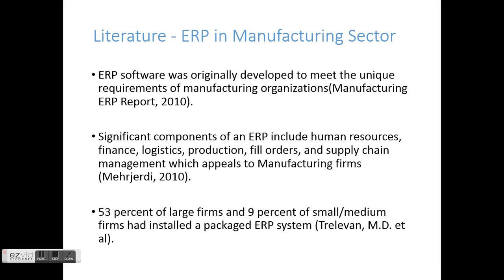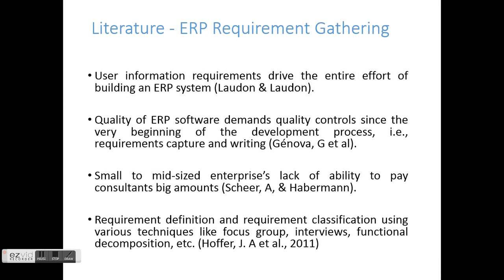ERP software was originally being developed to meet the unique requirements of manufacturing organizations. Manufacturing organizations basically have certain requirements which are very unique, and ERP systems are used to fulfill those requirements. Significant components of ERP include human resources, finance, logistics, production, fill orders, and supply chain management, which appeals to the manufacturing firms. 53% of the large firms and 9% of small to medium firms have installed an ERP package. Therefore, we can see the importance of ERP system in the manufacturing sector.